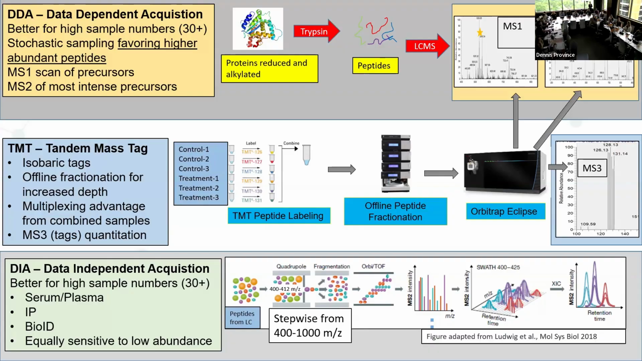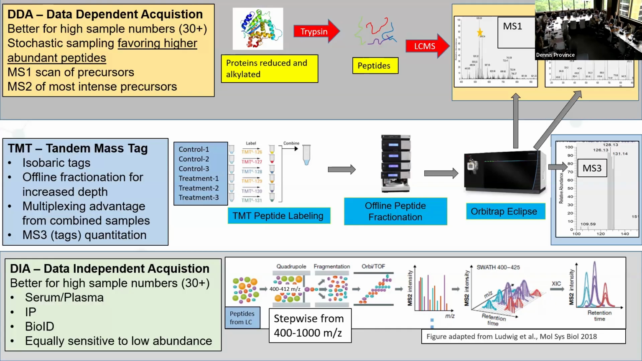And so at one level, I would say DDA has historically been better for high sample numbers compared to a TMT experiment, because TMT stands for Tandem Mass Tag, and that means you have an isobaric label, a label that has been engineered to have only specific carbon and nitrogen isotopes in there, and then you label each sample. And so that number of tags limits your experiment. So if you had 30 samples or more, then you would go with DDA.